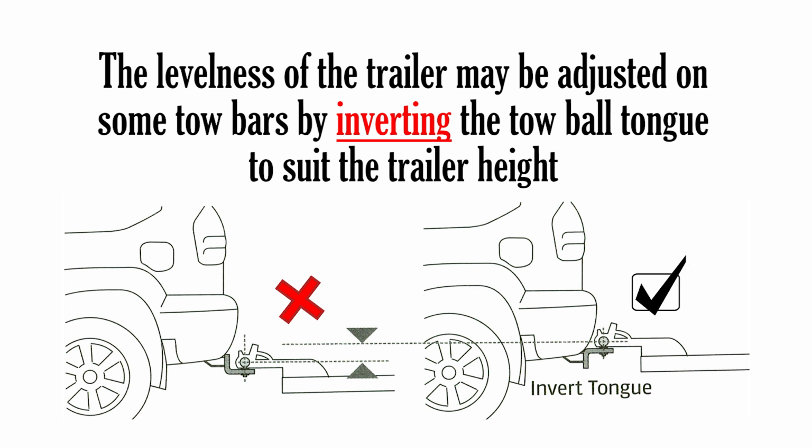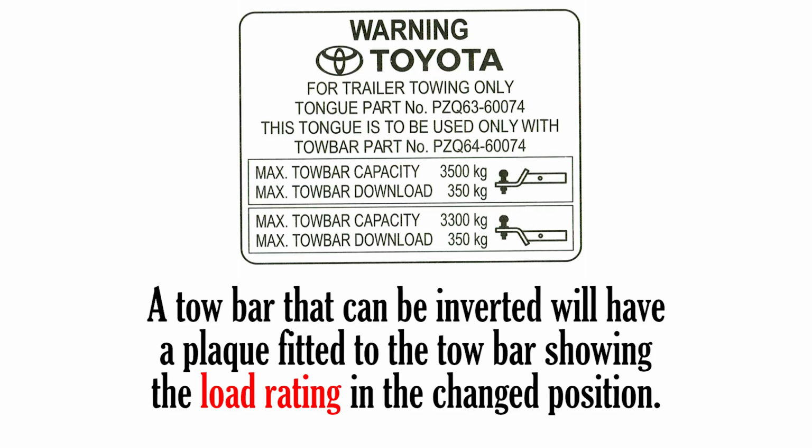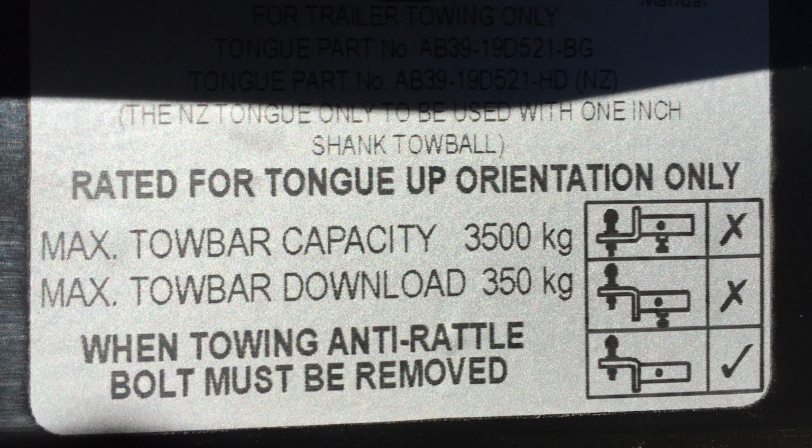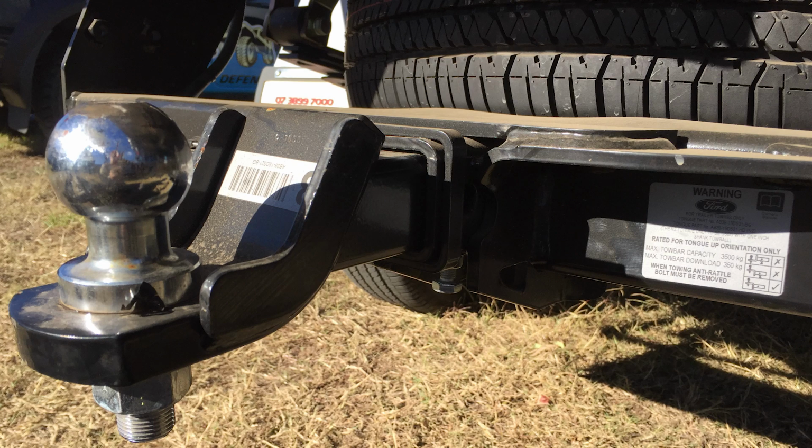Some tow balls can be flipped over in the tongue and have the tow ball reattached. Obviously, the tow ball needs to be correctly retightened. A sticker will show whether the tow ball can be flipped over or not and the revised rating for each position. This sticker shows that only one configuration of the tow ball is permitted, so the way the tow ball is facing is totally wrong and dangerous.